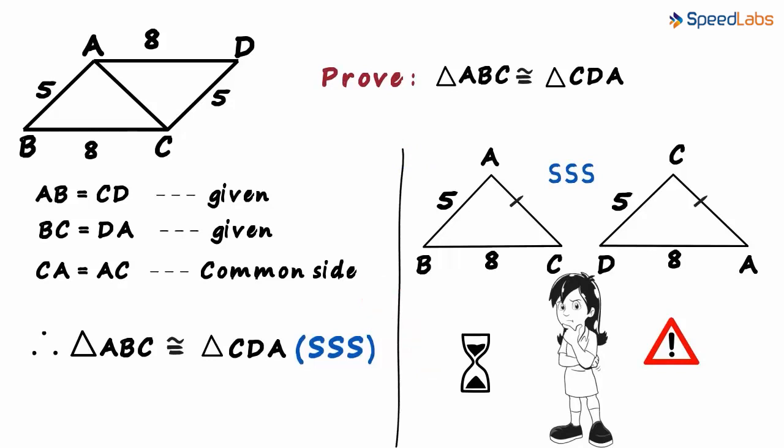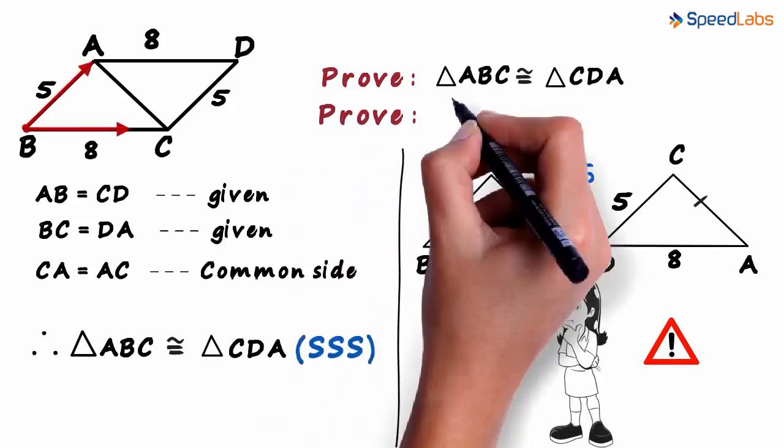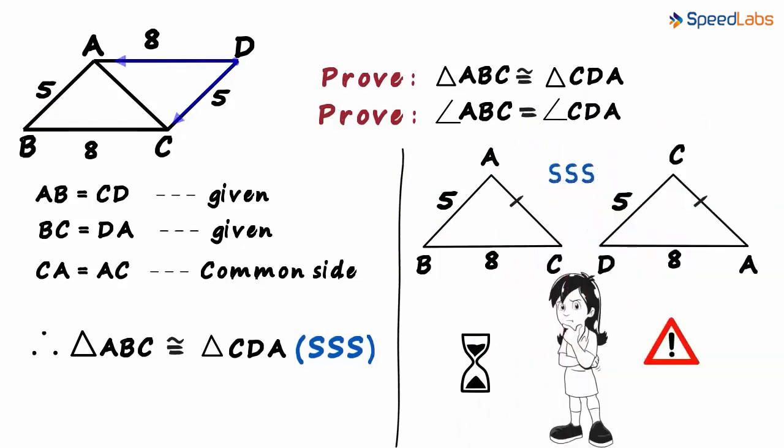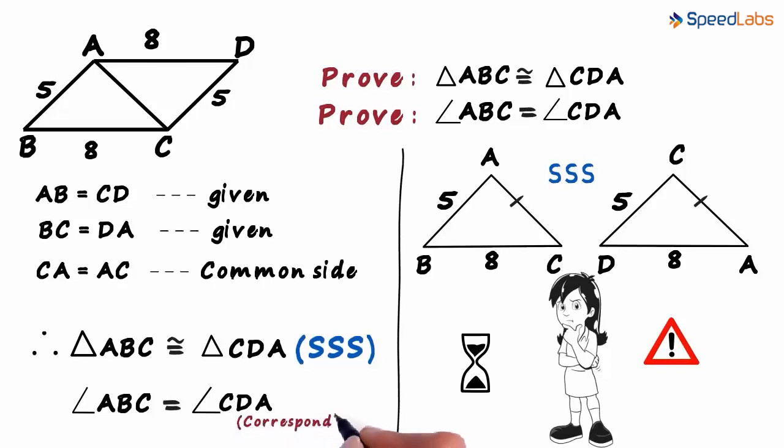Here's one last question. In the same problem, what if you're asked to prove that angle ABC is equal or congruent to angle CDA? How do we prove that these two angles are congruent? Guess what? We can directly write angle ABC is equal to angle CDA since the two triangles are congruent. Remember, corresponding angles of congruent triangles are congruent. Angle ABC, as we can see, clearly corresponds to angle CDA.